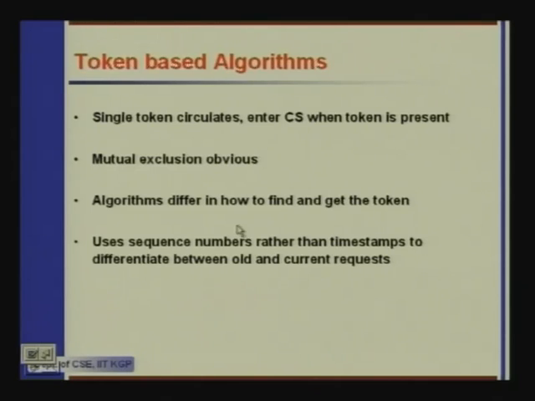Algorithms differ in how to find and get the token. That is the main thing here. It uses sequence numbers rather than timestamps to differentiate between old and current requests.